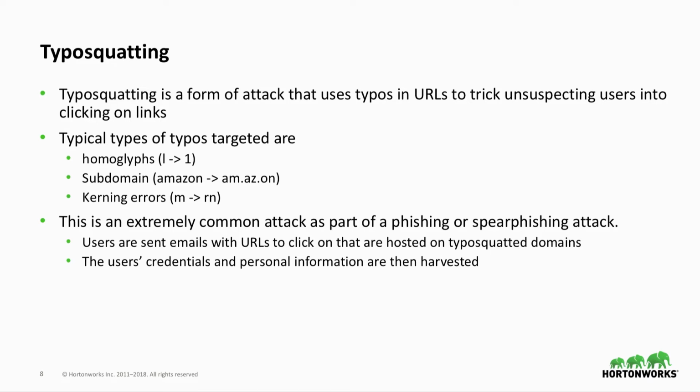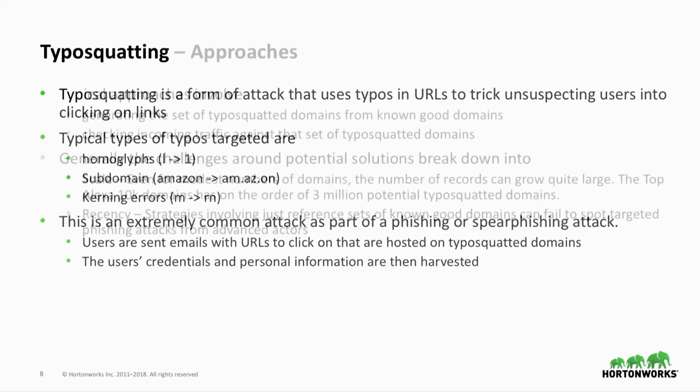The typical types of typos, boy, say that 5 times fast. Typical types of typos targeted are homoglyphs, so letters that look similar in ASCII or otherwise, right? And especially around Unicode, all right? That's the big one, because there are lots of Unicode characters that look like ASCII characters, and they're very tricky. Subdomains, so Amazon, which goes to am.az.on, that kind of thing, and kerning errors. So kerning, M's look like an R and an N if you're not paying attention, right? So generally, it's used to target people, right?